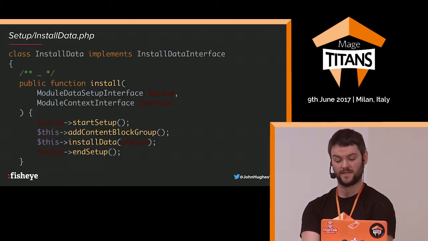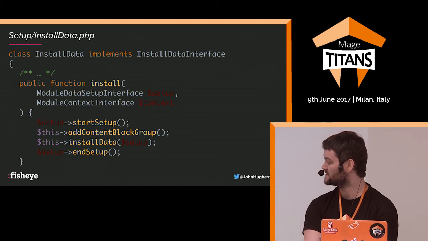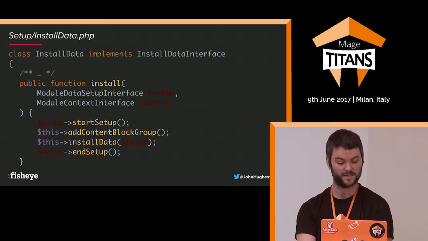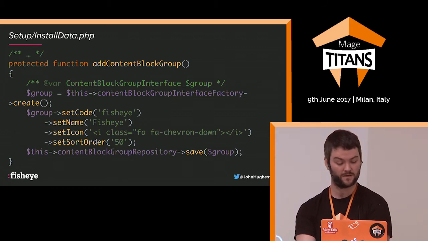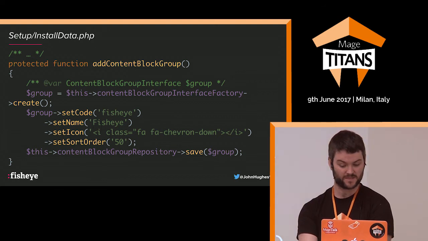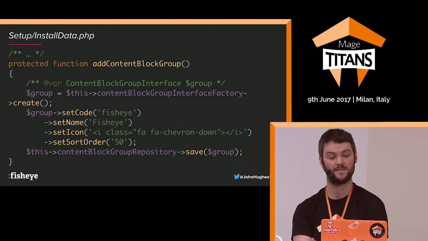Okay, so this is our install data class showing the required install method, and we've just got two further methods in here, one for our menu and one to install further data from. So this is our method to install our menu group. So we're using the BlueFoot service layer classes, and we need to provide the following data. We need to set a code, which is the unique identifier, which we'll use to link page builder blocks to this group. We need to set a name, which is the label used in the menu.